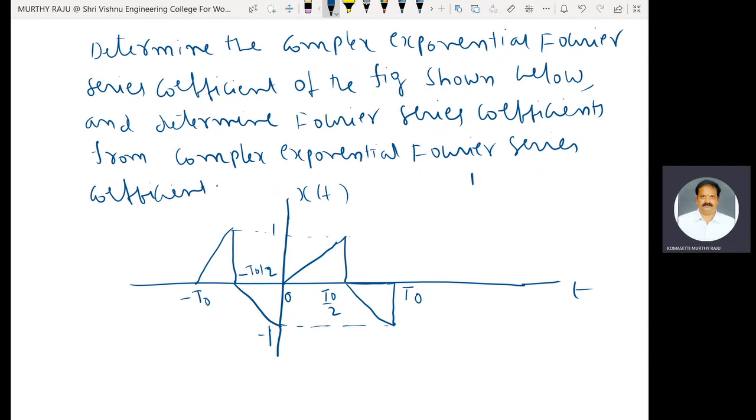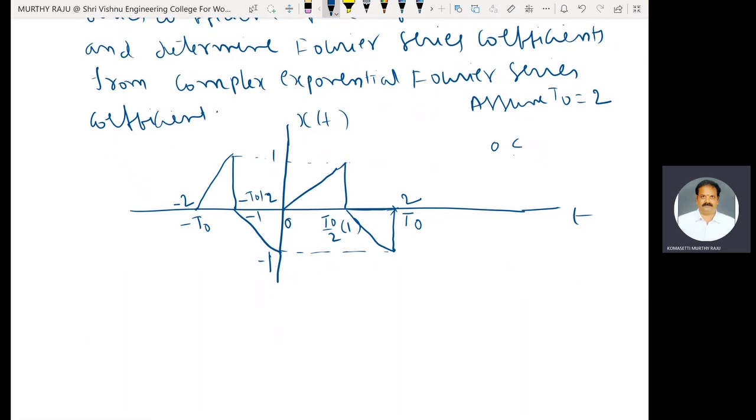Here assume T naught is equal to 2. T naught by 2 is 1. Here T naught is equal to 2, minus 1 and minus 2. Determine expressions in the interval 0 less than or equal to t less than or equal to 1, and 1 less than or equal to t less than or equal to 2.